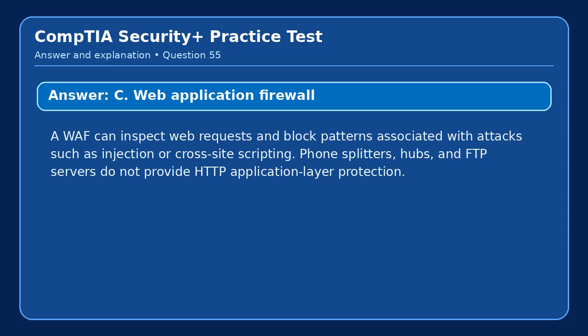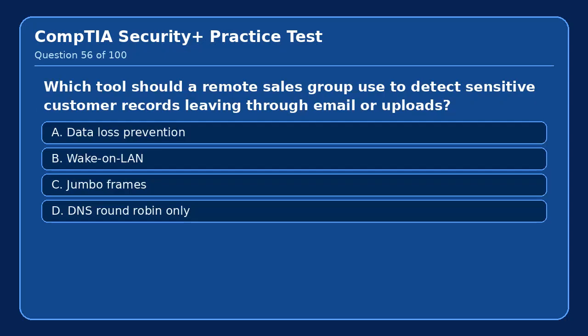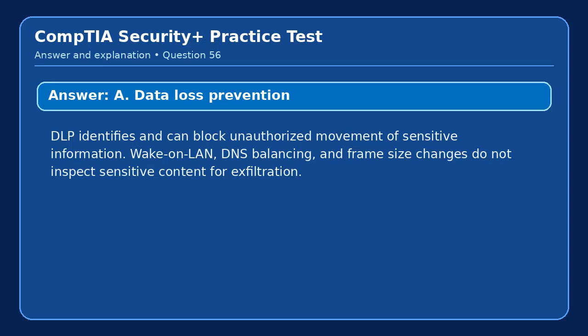Question 58. Which control checks device posture before allowing systems onto a software company's internal network? A. Network access control. B. Public DNS recursion. C. Unlock server rack. D. Default printer sharing. Take a moment to choose your answer. The answer is A. Network access control. NAC can evaluate identity, compliance, and device health before granting network access. Open recursion, printer sharing, and unlock racks do not enforce endpoint admission policy.